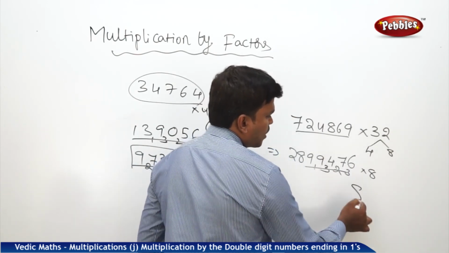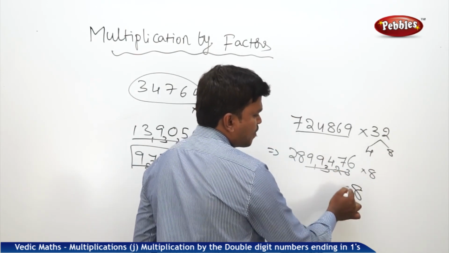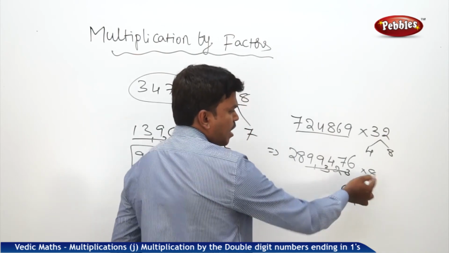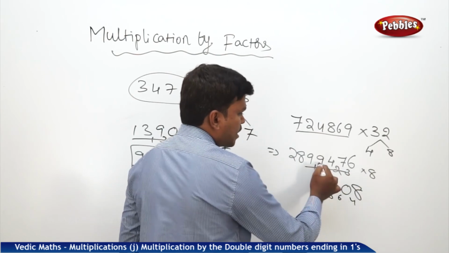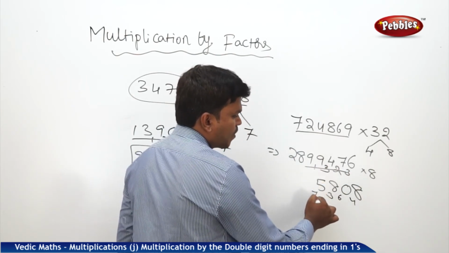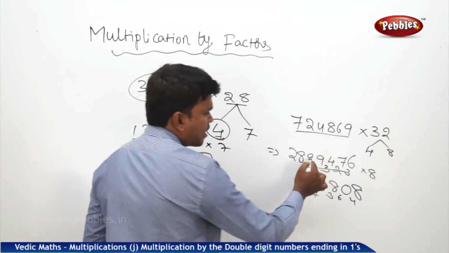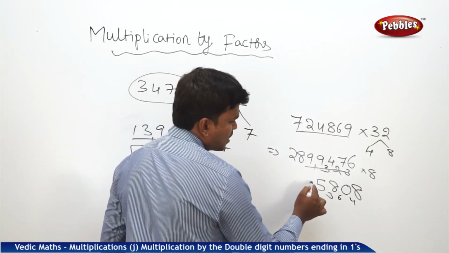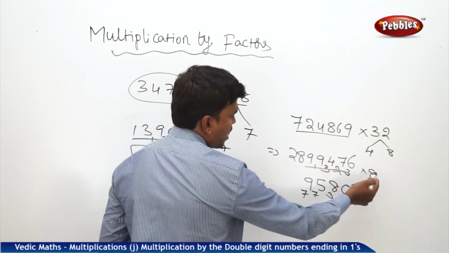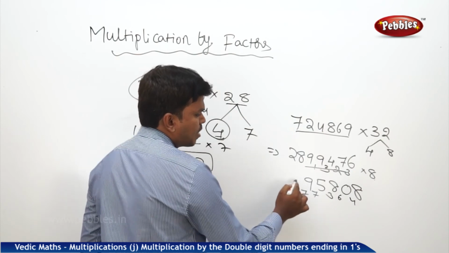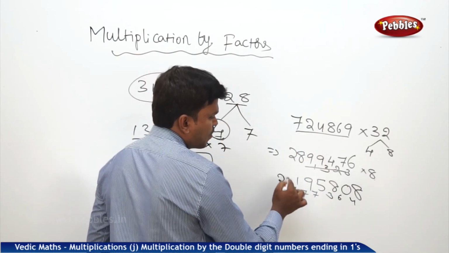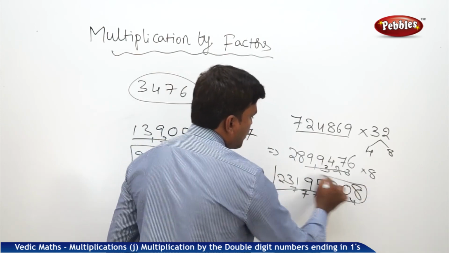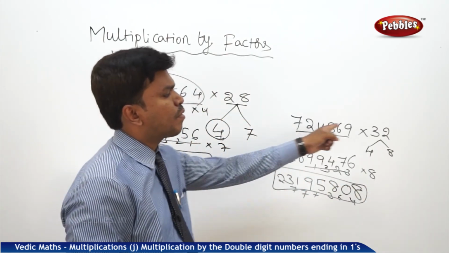Now 8 6s are 48, 4 carry, 8 7s are 56 plus 4, 60, 6 carry, 8 4s are 32 plus 6, 38, 3 carry, 8 9s are 72 plus 3, 75, 7 carry, 8 9s are 72 plus 7, 79, 7 carry, 8 8s are 64 plus 7, 71, 7 carry, 8 2s are 16, 16 plus 7, 23. So finally this will be my answer if I multiply this number by 32.